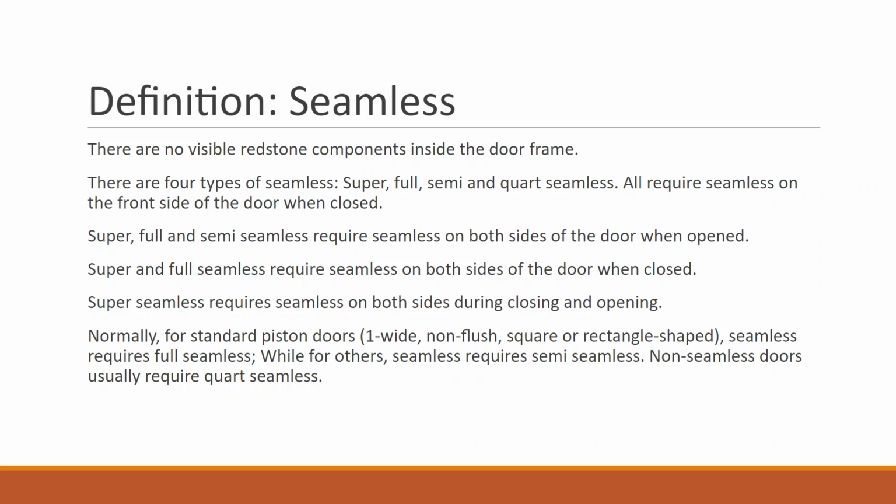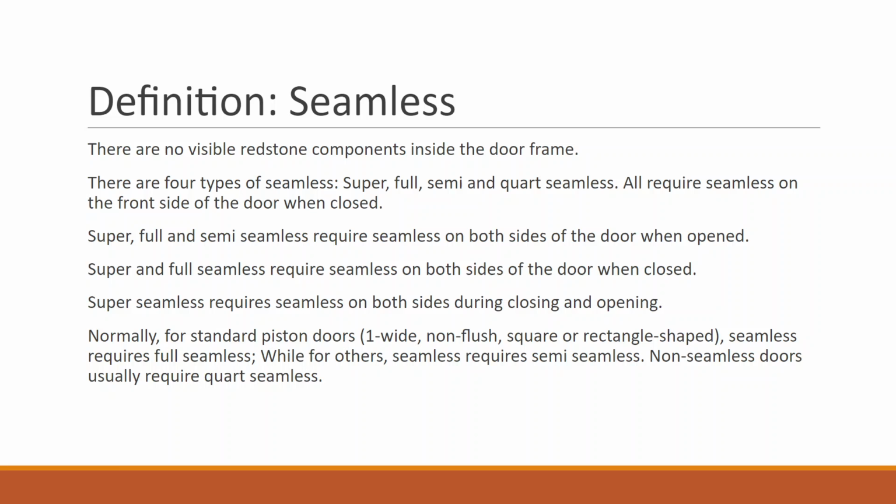Now, for redstoners, we usually want to compact our wordings as much as possible. So instead of saying full seamless, semi-seamless, and so on, we want to just simplify it to just say seamless. But then we still have some hidden rules when we say seamless. And normally for standard piston doors, so what do I mean by standard piston doors? It would be like a 1 wide door and it is not flush and it can be square or rectangle shaped. Seamless door would usually require full seamless.